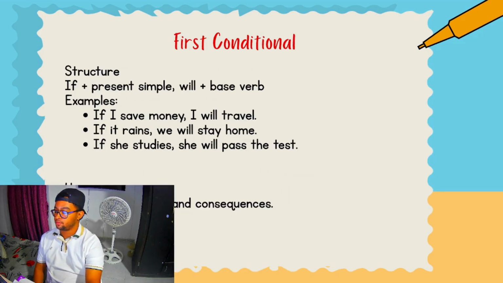First conditional. Now let's look at the first conditional structure. We have an example: if plus present simple, will plus base verb. We use the first conditional to talk about future possibilities and consequences. For example, if I save money, I will travel. If she studies, she will pass the test. This structure is useful for everyday communication.